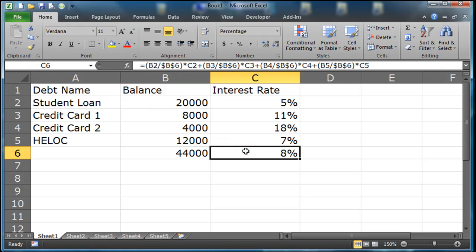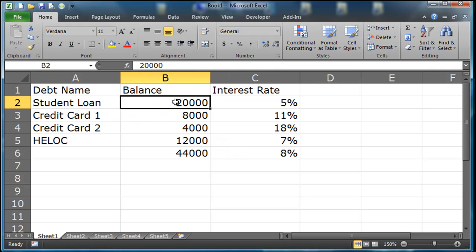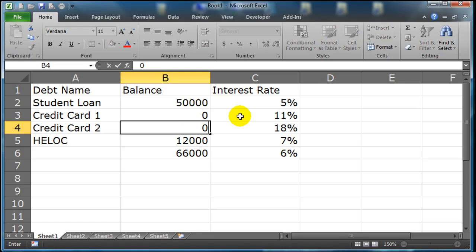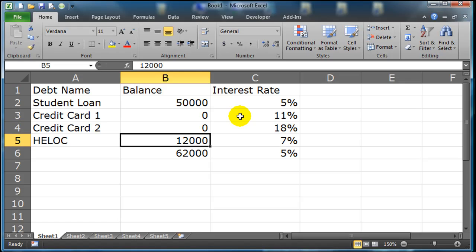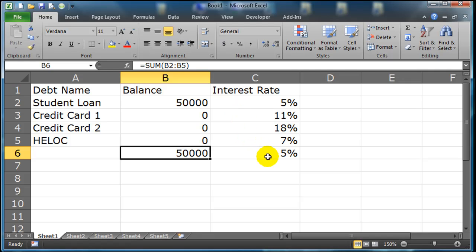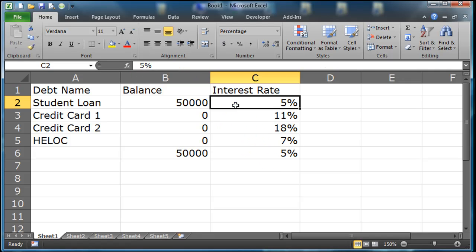You say, well, gosh, is this really accurate? Sure it is. So let's say my student loan debt is $50,000. Since a bigger portion of the total debt is now my student loan debt, the average goes down toward that 5%. And this should make sense. If I had no credit card 1, no credit card 2, no home equity line of credit, of course the weighted average of my debt is the same as the interest rate for that one source of debt.